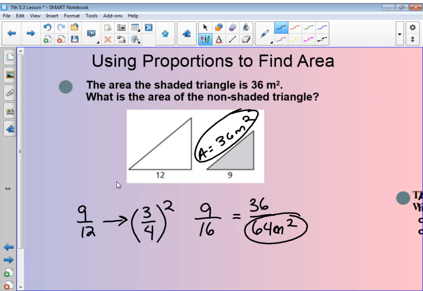Okay, you should have ended up with 64 meters squared. Here I wrote out my ratio, smaller over larger. I reduced that down to 3/4. Then I squared it, just so I didn't have to work with such large numbers. Then I set up and made sure that the area of my shaded triangle was my smaller figure, so that went up on the top, then cross multiply and divide.